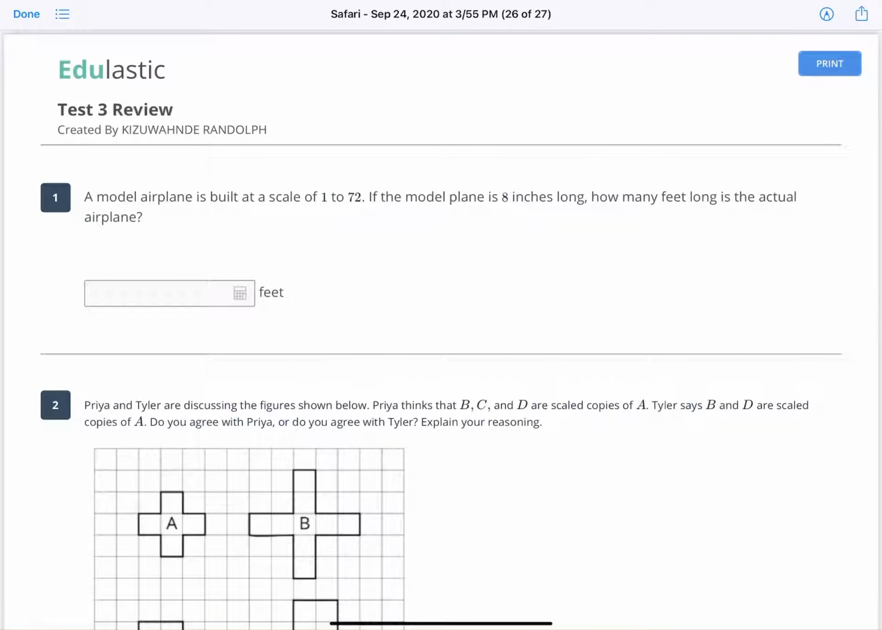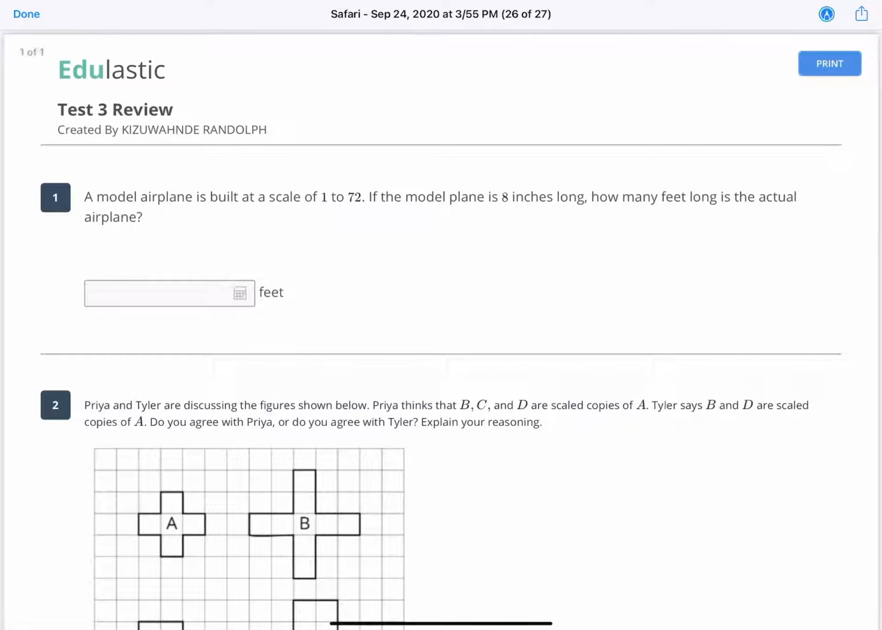So I'm going to start off going over question 1. Question 1 says a model airplane is built at a scale of 1 to 72. If the model plane is 8 inches long, how many feet is the actual airplane?